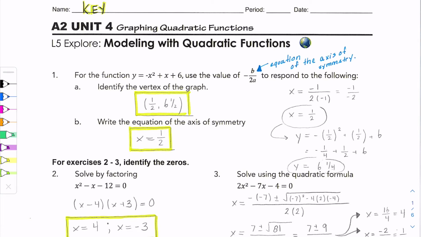Today's notes are going to be a little bit different. We're learning about modeling with quadratic functions. So everything that we go over today on this Explore sheet is topics that we've already learned. It's just putting them all together and applying them to real world situations or applying them to word problems.